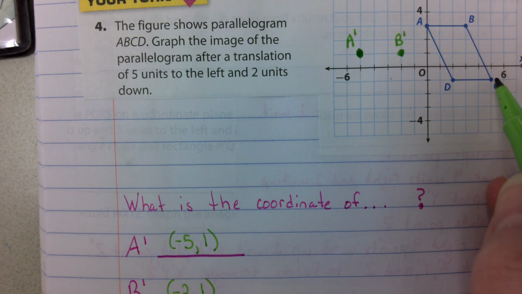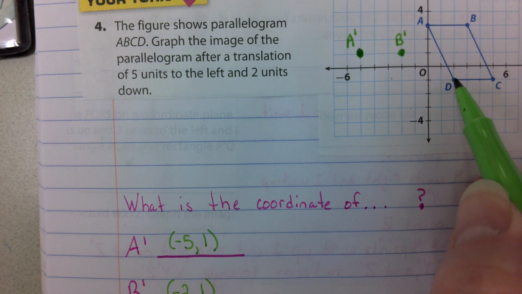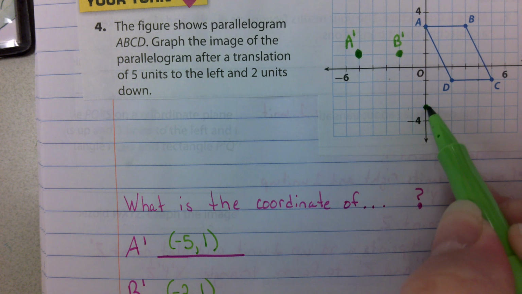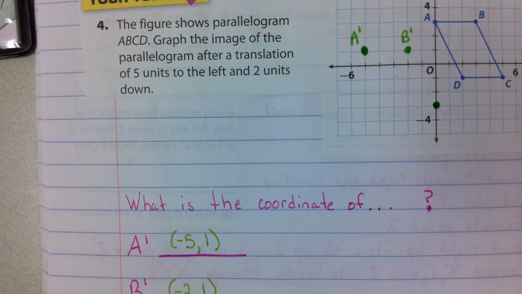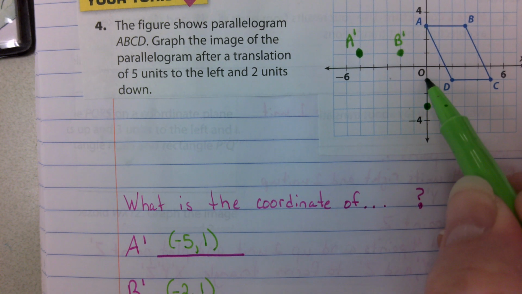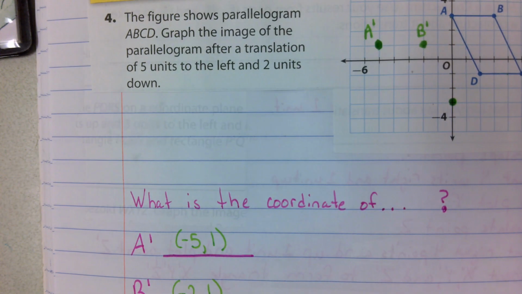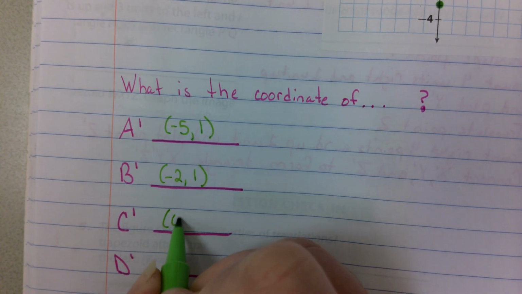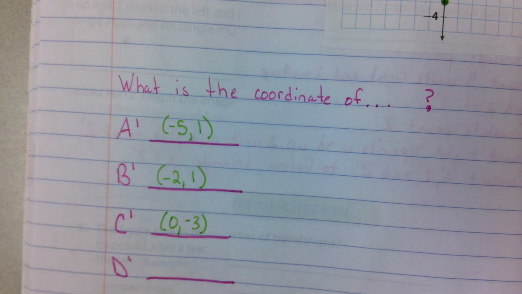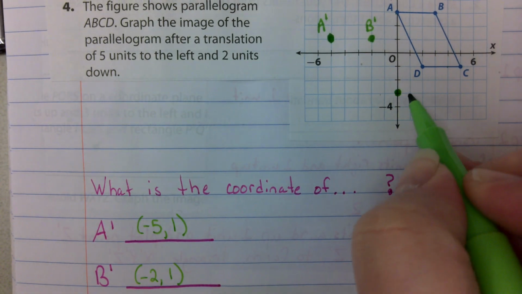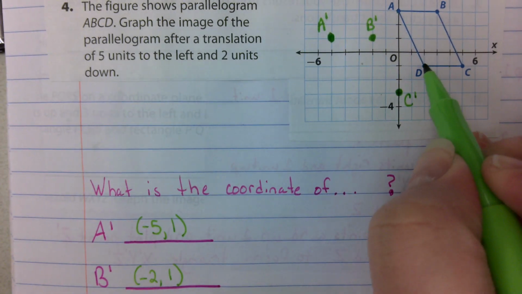5 units to the left, 1, 2, 3, 4, 5, and 2 units down, 1, 2. All right, so the coordinates for C, my X value is 0, and then 1, 2, 3, -3. So 0, -3 is what you should have gotten for C prime. And then let's do D. Oh, I didn't label that C prime.